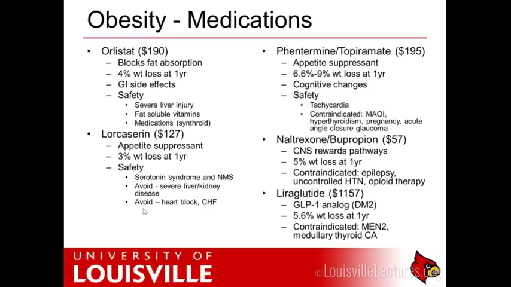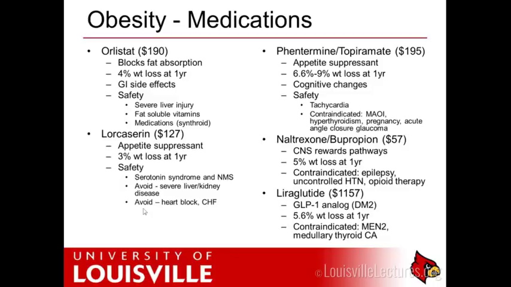The phentermine topiramate actually has pretty good efficacy. So at the highest dose, 9% weight loss at 1 year. A lot of people don't like taking it because they get this fog, these cognitive changes, and it has a lot of safety concerns. So definitely tachycardia, and then contraindications in a lot of different things. So recent MAOIs, hyperthyroidism, pregnancy. Most of these are actually contraindicated in pregnancy or breastfeeding. And then acute angle closure glaucoma.